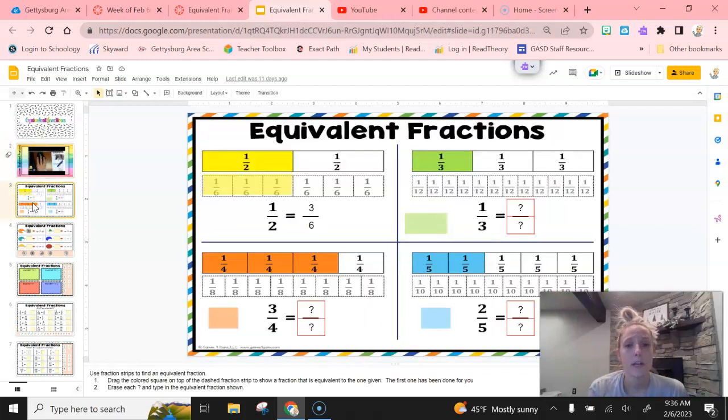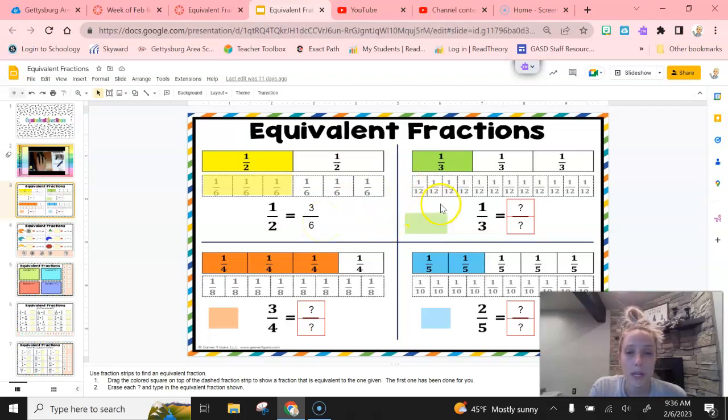First slide you're going to do, you are looking at the fraction strips. So look up here, we have 1/2, so you're looking at the 1/2 fraction strip. You can see the half is colored in, and it wants you to take these little colors and cover up how many 6ths would be equal to 1/2. So as you can see, I took them and I colored until they matched. And then how many 6ths do I have? 3 of them is the same as 1/2.